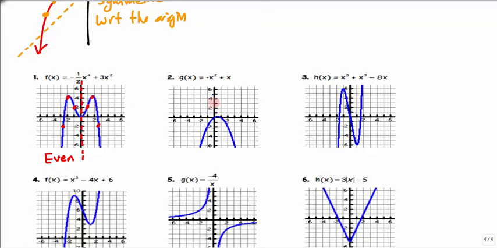Now here, this would be symmetric with respect to the y-axis if it was moved over 1 unit. But as you can see right now, this doesn't split it exactly down the middle. So this is not symmetric with respect to the y-axis. It's not symmetric with respect to the origin at all. It doesn't flip on either side. So this one we would say is neither even nor odd.